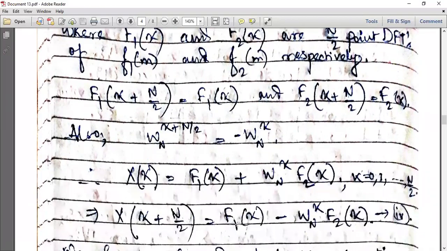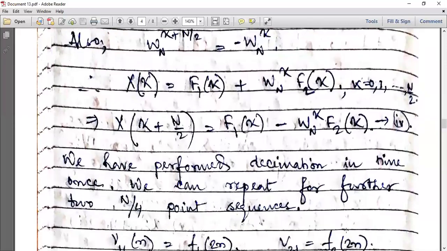So, xk can be written as f1k plus wn to the power k f2k for k equal to 0, 1 up to n by 2. That means x of k plus n by 2 equal to f1k minus wn to the power k f2k. That's it. So, what we have done, we have performed decimation in time once.